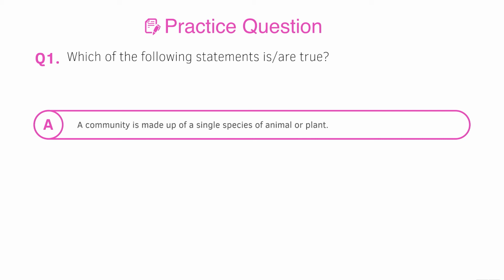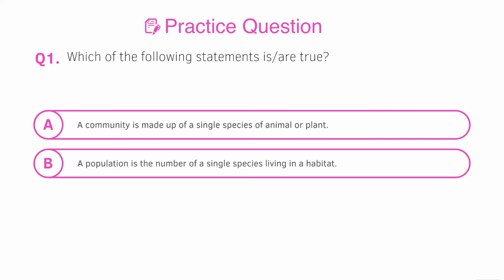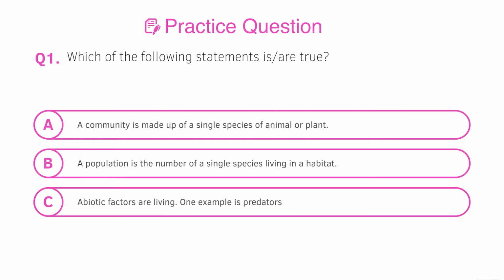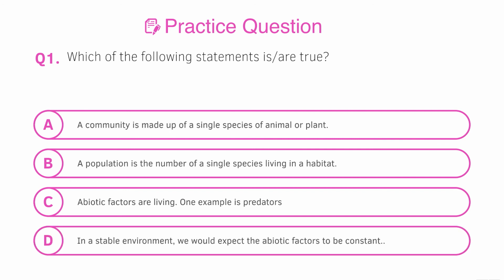A, a community is made up of a single species of animal or plant. B, a population is the number of a single species living in a habitat. C, abiotic factors are living. One example is predators. And D, in a stable environment, we would expect the abiotic factors to be constant. So perhaps pause the video here and we'll go through the answers in a short while.